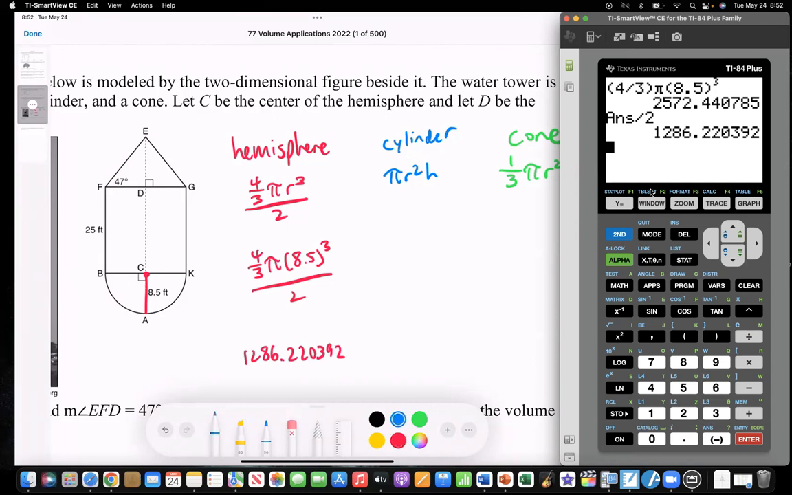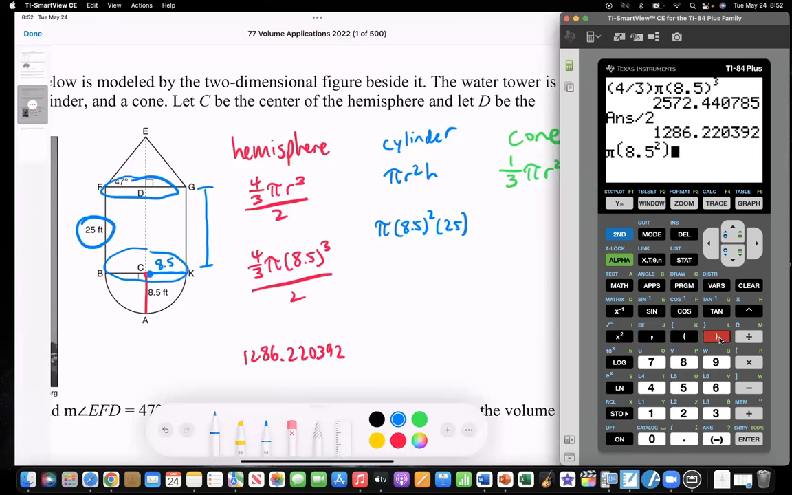Moving on to the cylinder. So we have pi. Okay, so notice for the cylinder, it tells me that C is the center here. So that means I know that the radius of this one would also be 8.5. If I look at my cylinder here, so the two circles, the radius of the circle would be 8.5 as well. So 8.5 squared. And then I need the height, which I know over here is 25. That's a 25. All right, so there's my cylinder. So let's go ahead and type that in. So pi, 8.5 squared, times the 25.